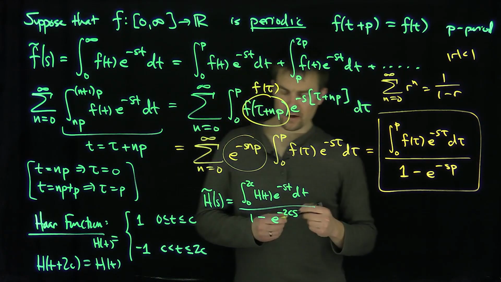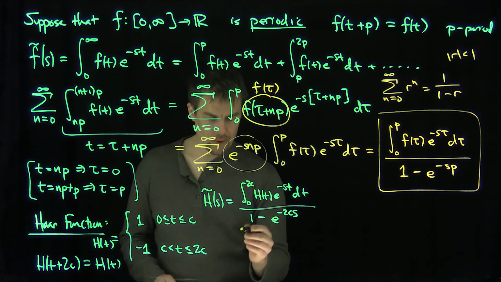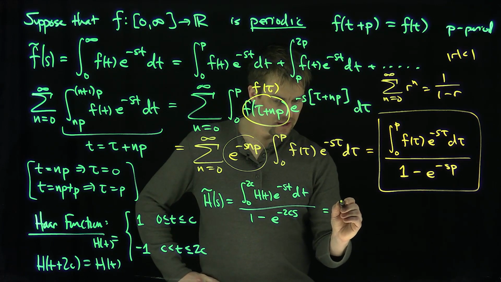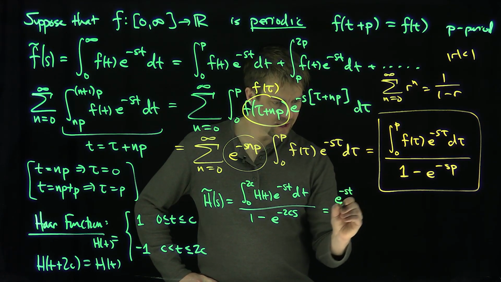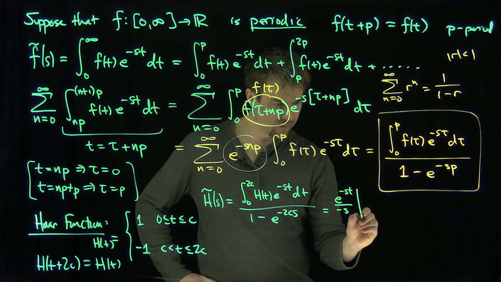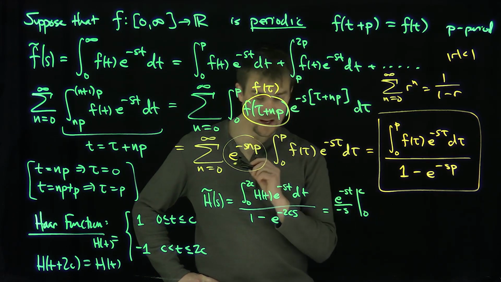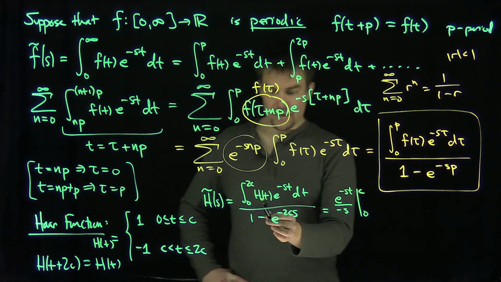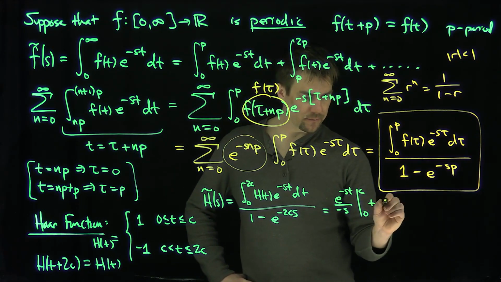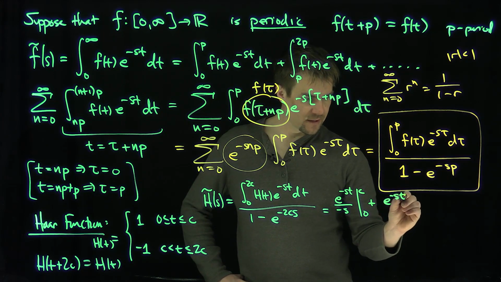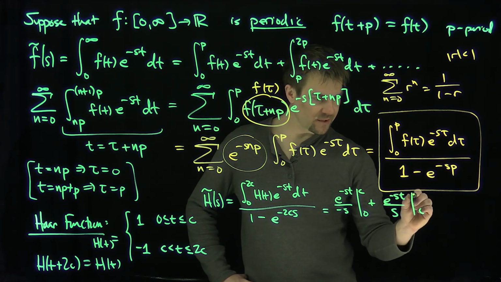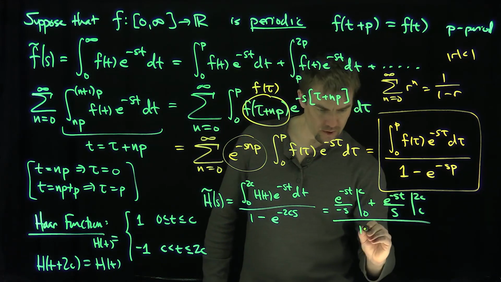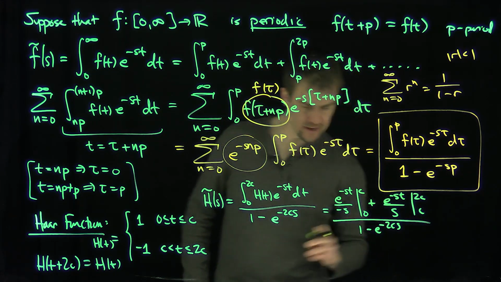Now, what's this Haar function going to integrate to? Of course, I'm going to integrate from 0 to c. So it's just going to be an e to the negative st. So the first thing this is going to give me is e to the negative st over negative s from 0 up to c. That's from 0 to 1. I should have a 1 over there. And then I'm going to have a negative 1, so that's going to be a positive e to the negative st over s from c to 2c. All divided by 1 minus e to the negative 2cs.